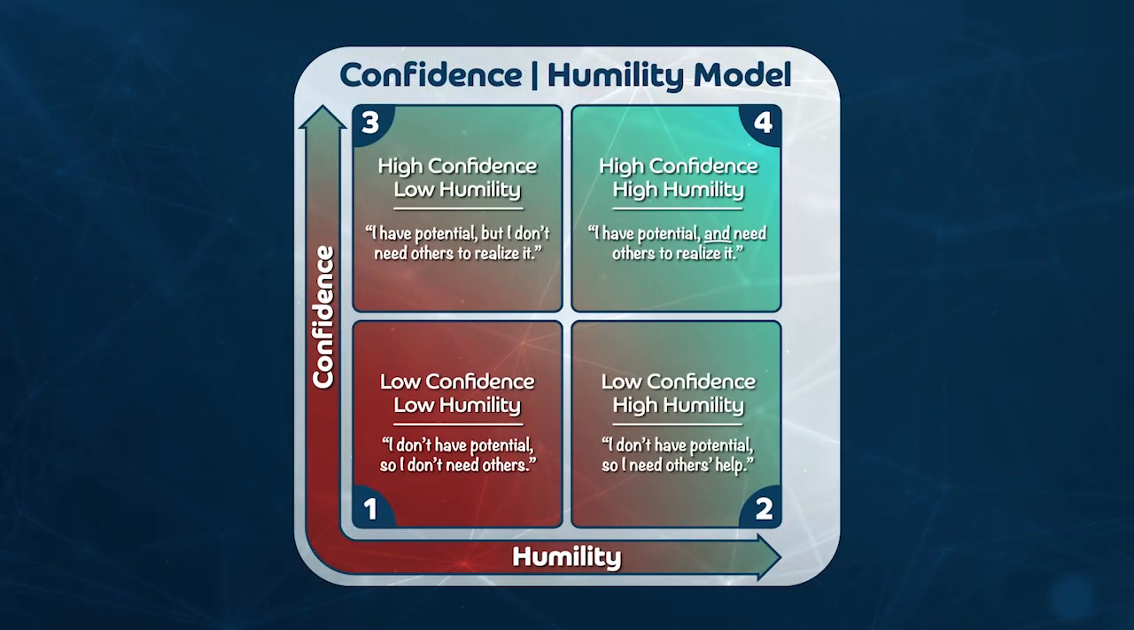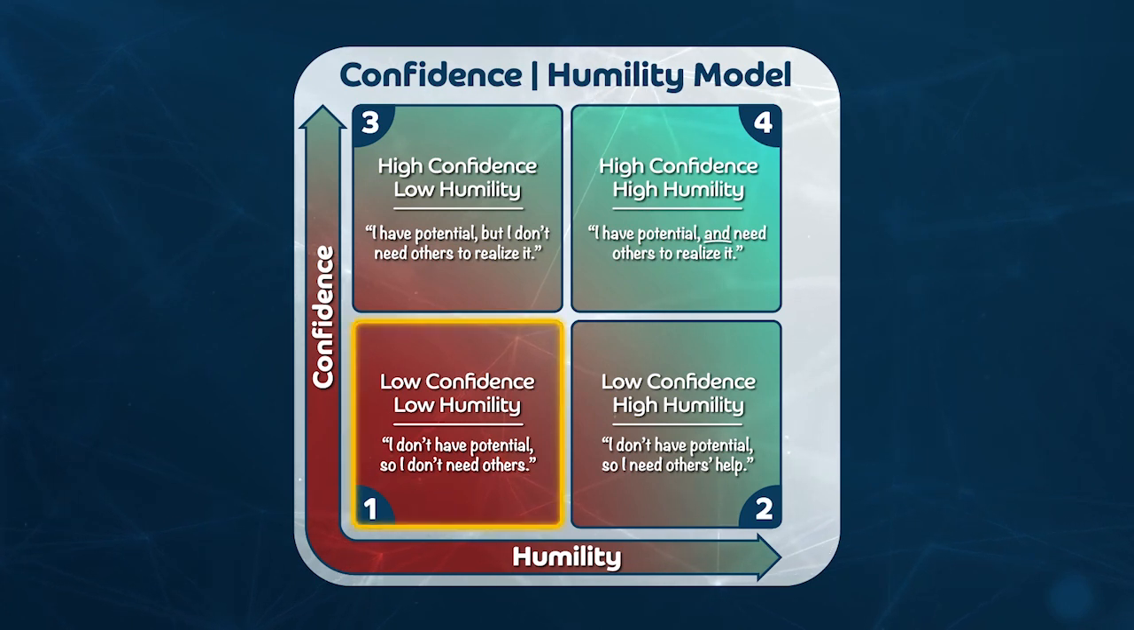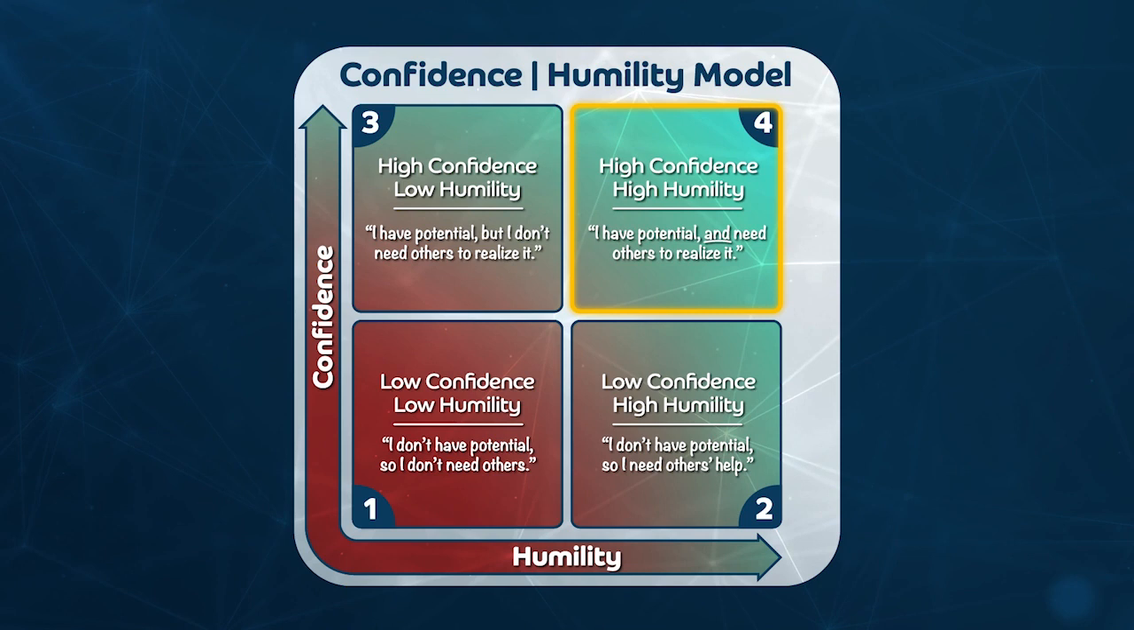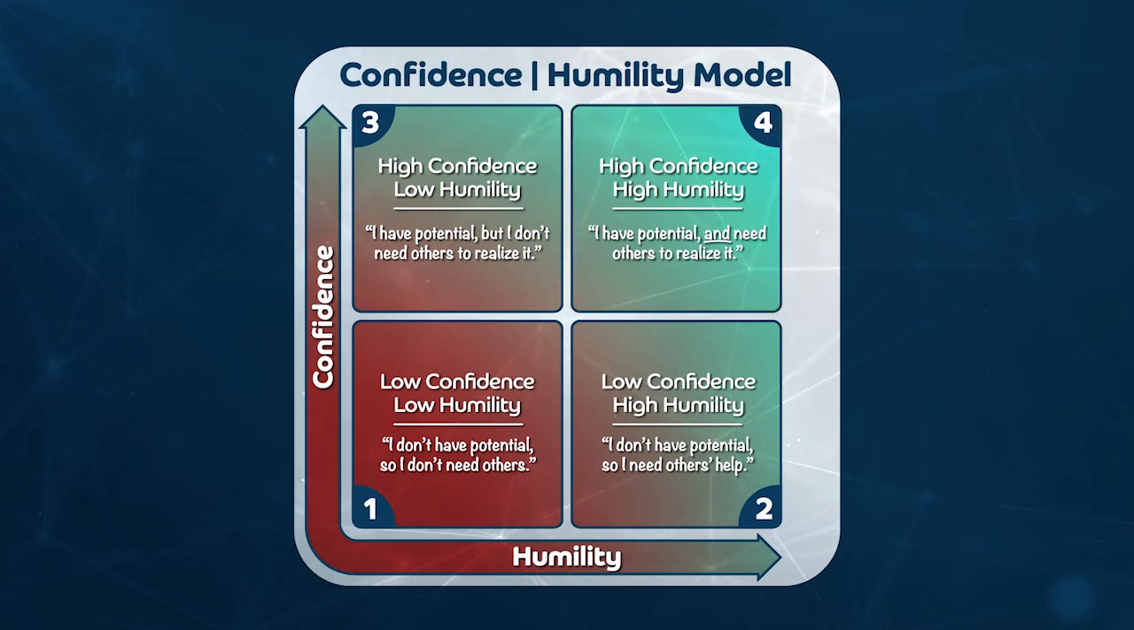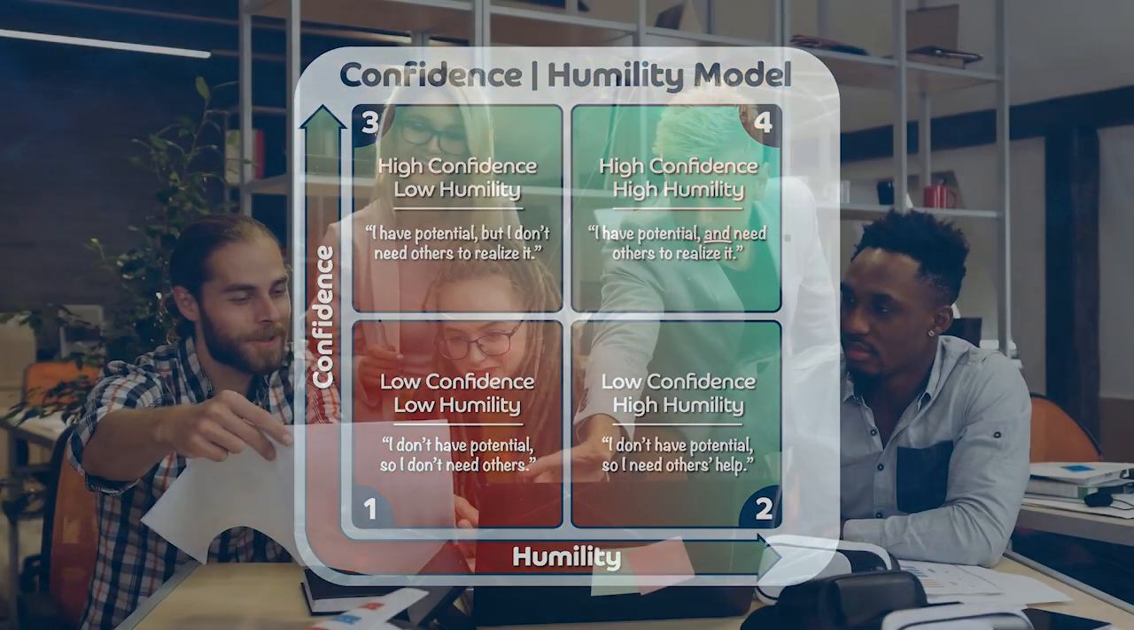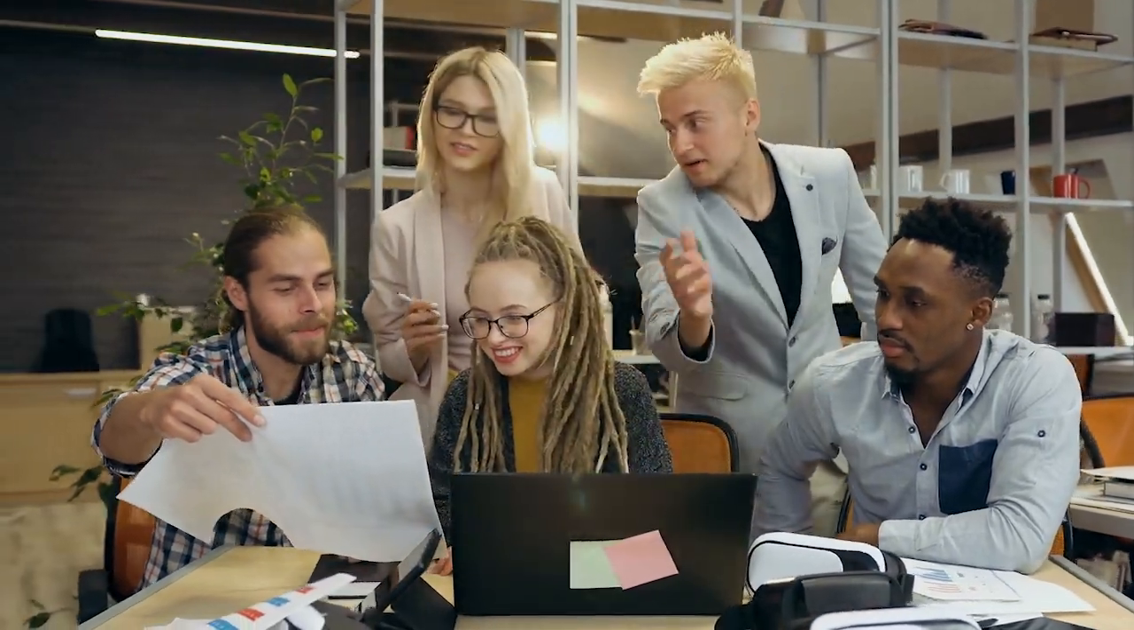The confidence-humility model acts as a spectrum, meaning sometimes I can be operating in quadrant 1, while others I can be operating in quadrant 4. The key is to identify your dominant theme and work towards increasing the time spent in quadrant 4, where others feed off your desire for growth by working together.